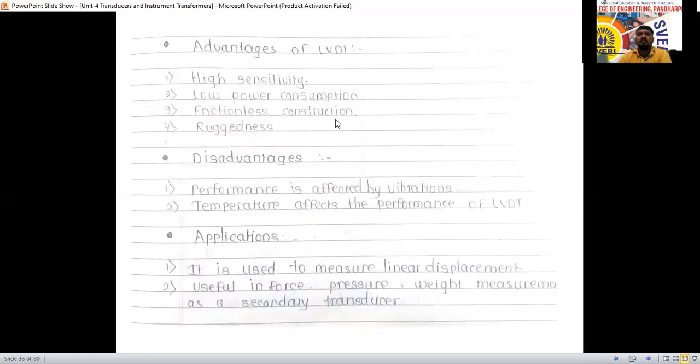Next, it has some advantages of LVDT, which is nothing but it is high sensitivity. The sensitivity is very high. The power consumption is very less.